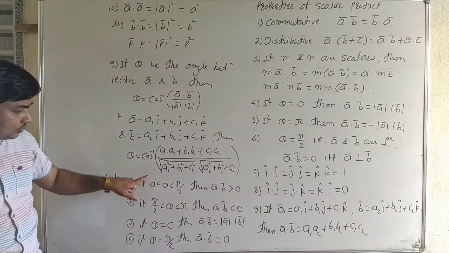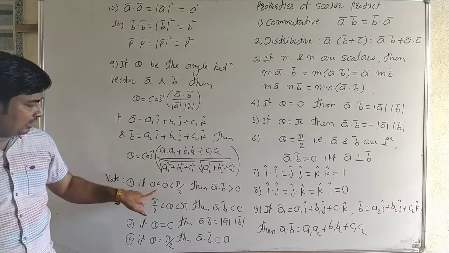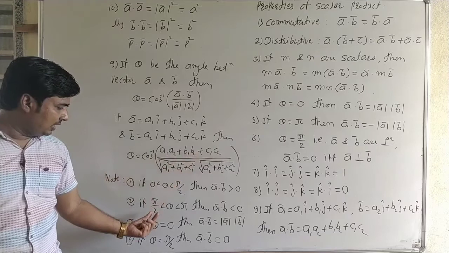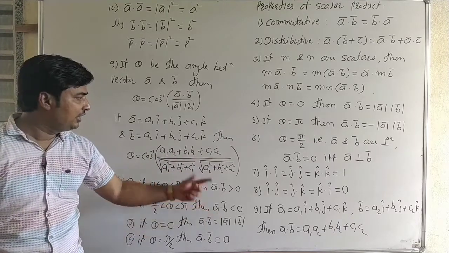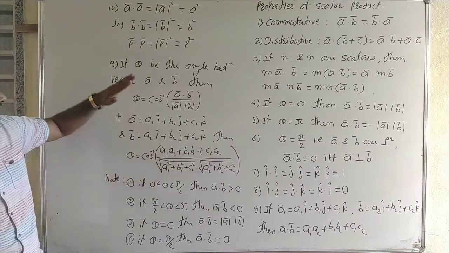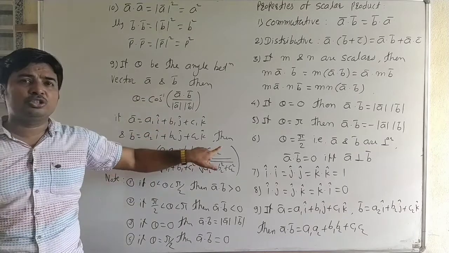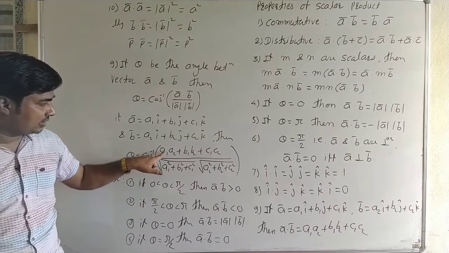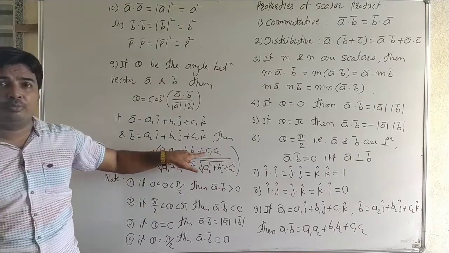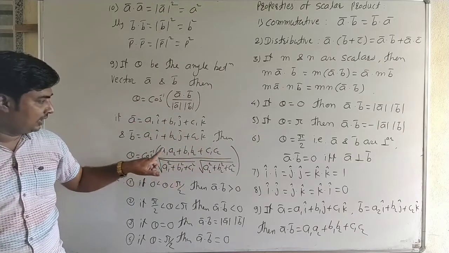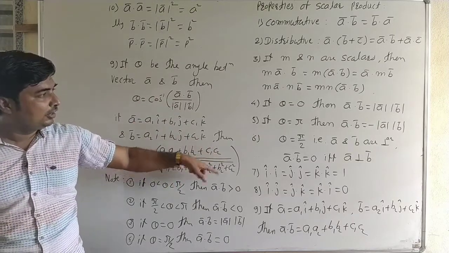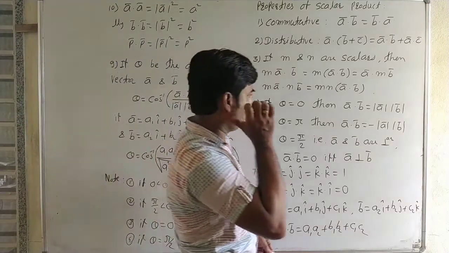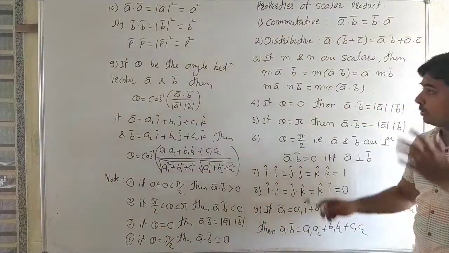Now here, if theta is in between 0 to pi by 2, it is positive for the acute angle. Then if theta is between pi by 2 to pi, then it is negative. If theta is equal to 90 degree, then the dot product is 0. If theta is 0 degree, then it is magnitude of a bar into magnitude of b bar, and if theta is pi, then it is minus magnitude of a bar into magnitude of b bar. Now you need all these results for problems.